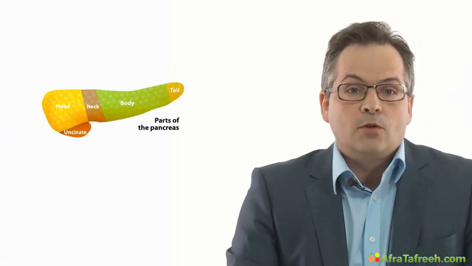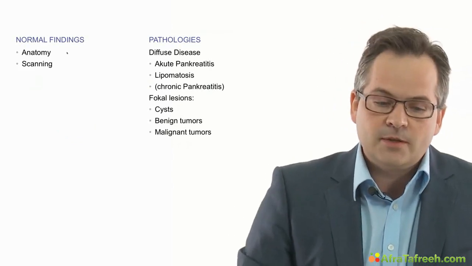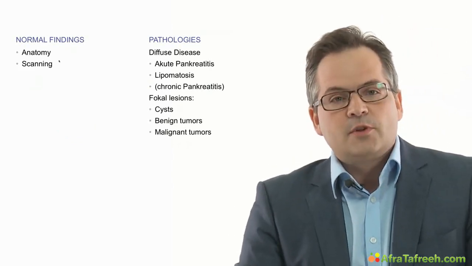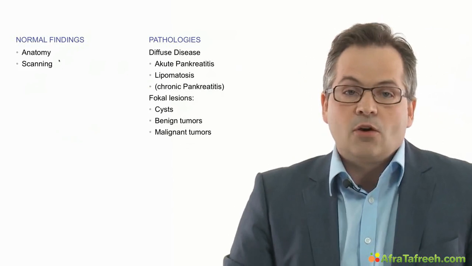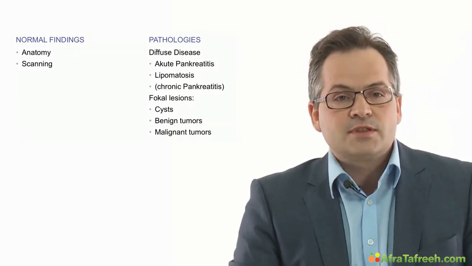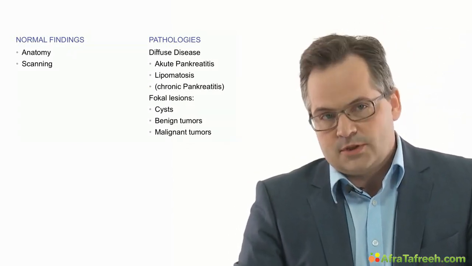Now we are dealing with the pancreas. I call it the hidden organ. We are going to scan the whole organ with all of its structures. So we have to deal with the anatomy, the normal findings, and we'll proceed to diseases affecting the whole organ, which means diffuse diseases, and then we take a look at focal lesions.